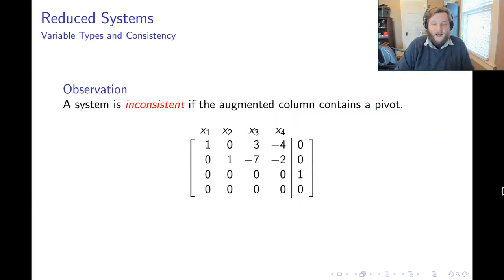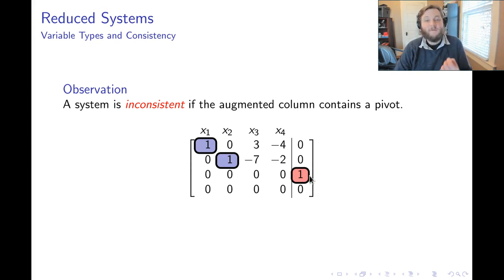And the next layer of analysis tells us exactly when a reduced row echelon form system is inconsistent. So a system is inconsistent if the augmented column contains a pivot. So here we're looking at a new example, and this new example is in reduced row echelon form. And let's look at the pivots. So the first pivot is in the 1, 1 position. The second pivot is in the 2, 2 position. And then the third pivot is in the 3, 5 position over here. Well, this last pivot is in the augmented column.